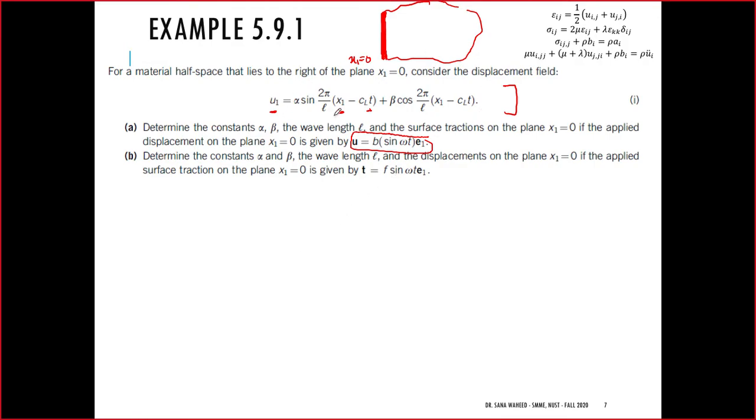Okay, pens and papers out, guys. Okay, so clearly at this point x1 is equal to 0, this is the displacement. So what we know then is, and what is it, u1. So we know u1 at x1 is equal to 0 at any time t is given to be equal to b sine omega t in the e1 direction. So that's it. It is u1, that's why I wrote u1 instead of e1.